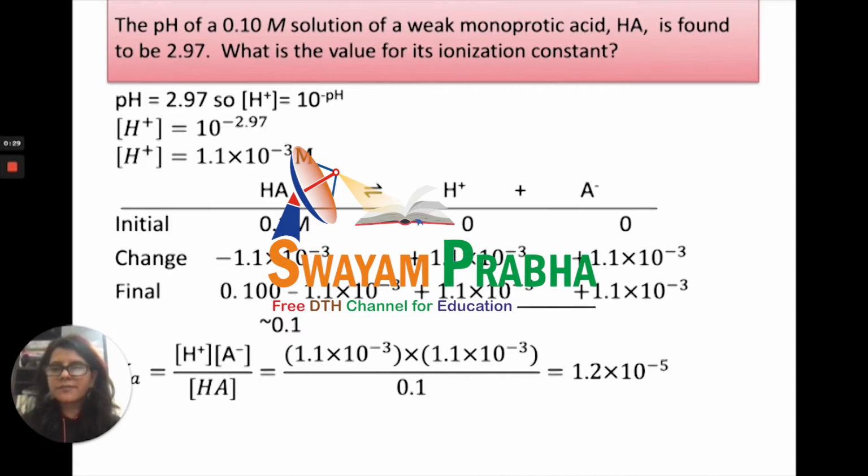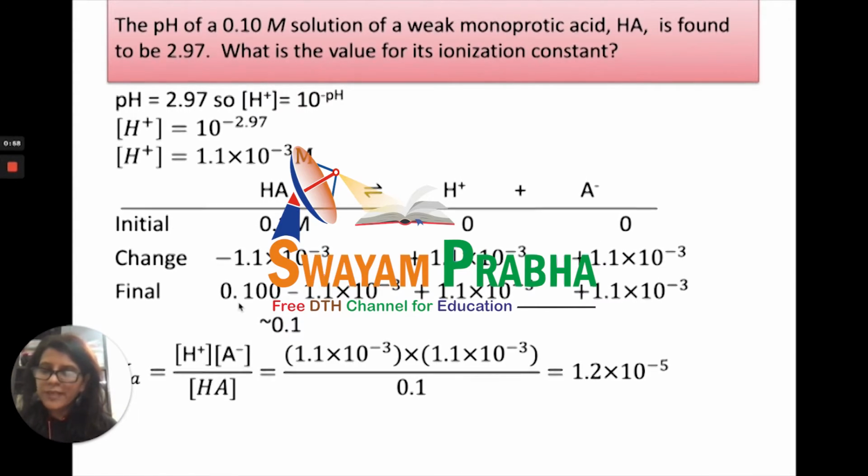Now again, let us find out the concentration of various species. You have HA, which will ionize to give you H plus and A minus. So your initial concentration is 0.1 molar for HA, 0 and 0 for H plus and A minus. Now how much of the H plus is formed? 1.1 into 10 to the power minus 3. So a similar amount will be formed for A minus, 1.1 into 10 to the power minus 3. And how much of HA has vanished? 1.1 into 10 to the power minus 3.